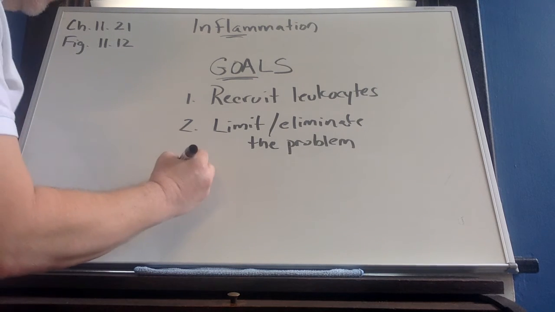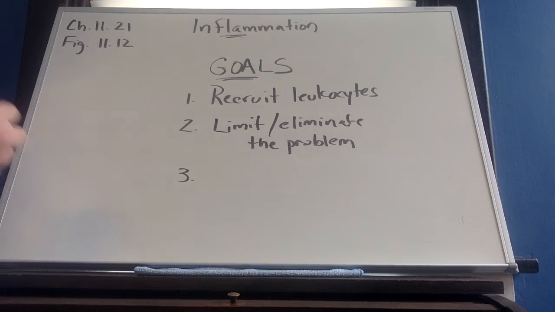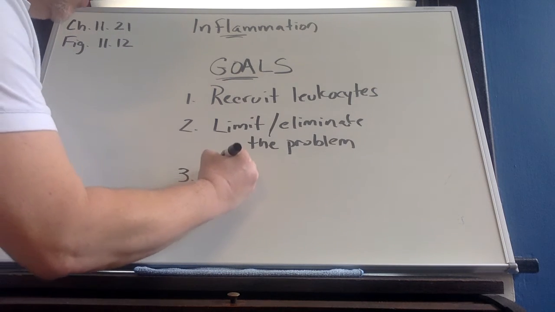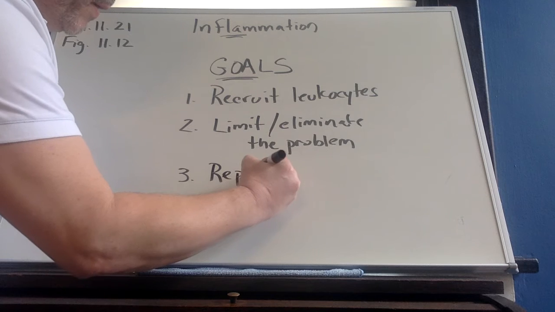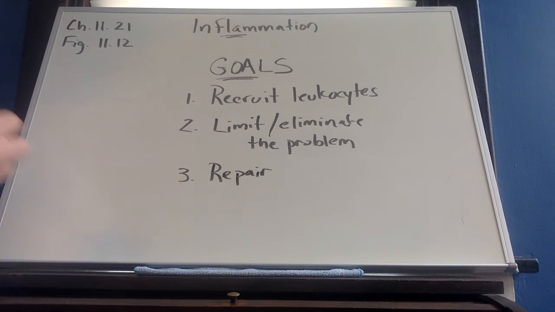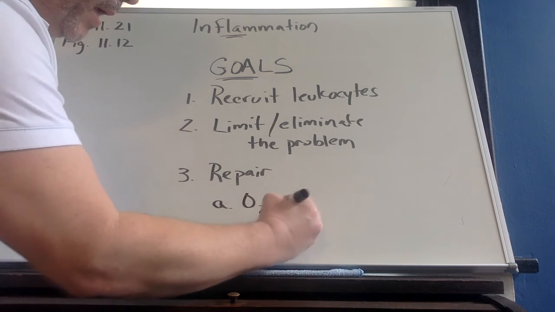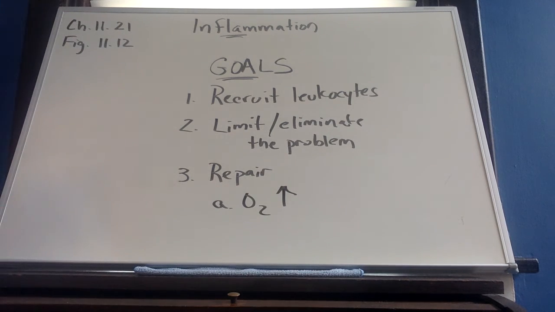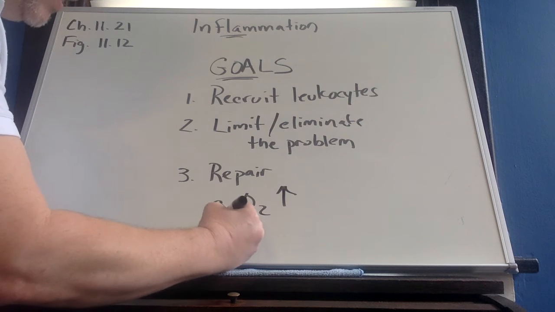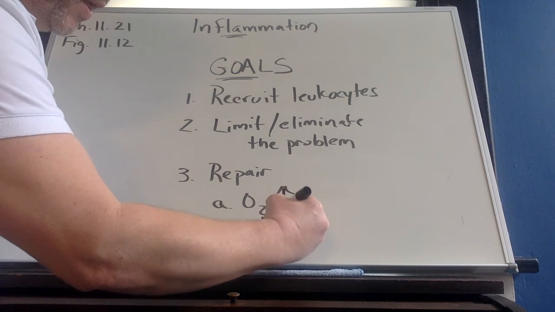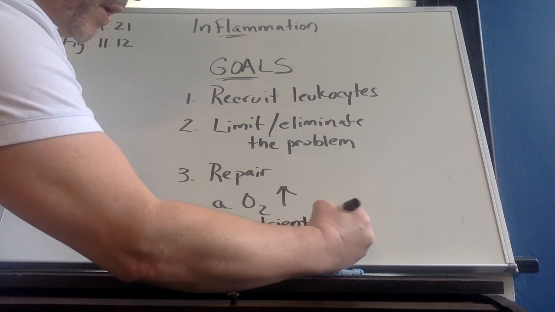And then the third thing we want to do, part of the role of inflammation, is also to repair the damaged area. Because also part of inflammation is going to be how we regulate our blood vessels. And when we have inflammation, part of the repair process will be increasing the amount of O2 we bring to the area, as well as nutrients that are needed for cell growth.